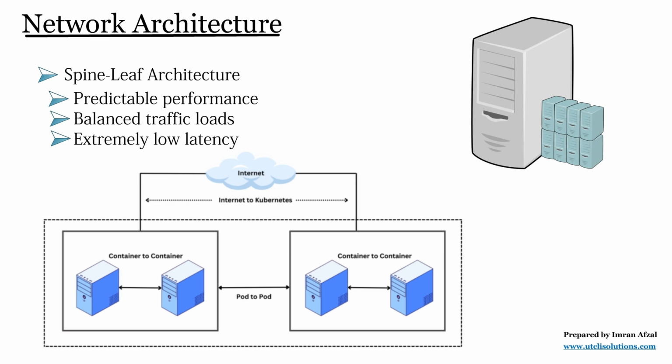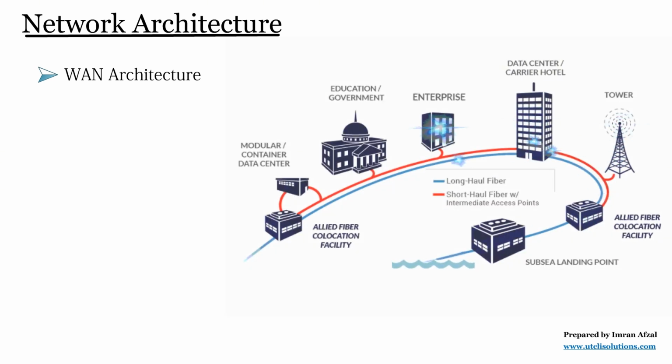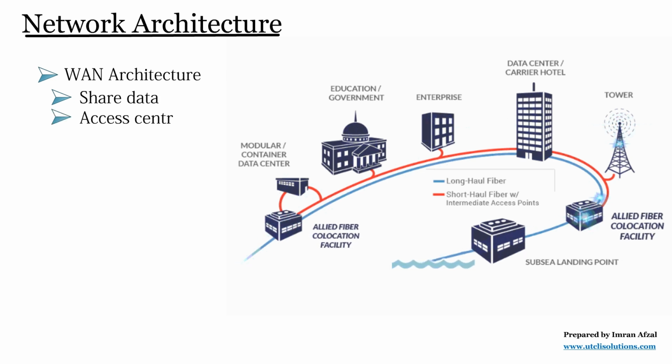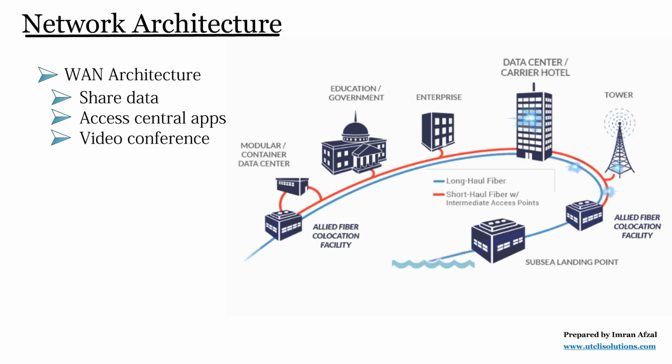WAN stands for Wide Area Network, and its architecture is all about connecting geographically distant locations. Imagine a company with offices in multiple locations. Each site needs secure, reliable connectivity to share data, access central apps, or even video conference in real time. WAN architectures use different strategies.